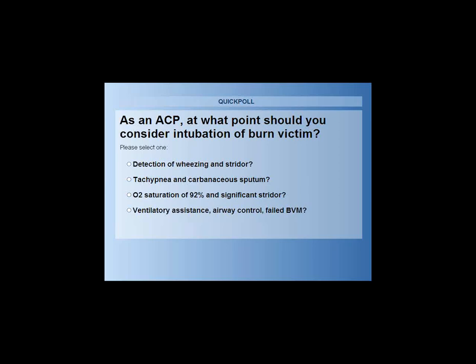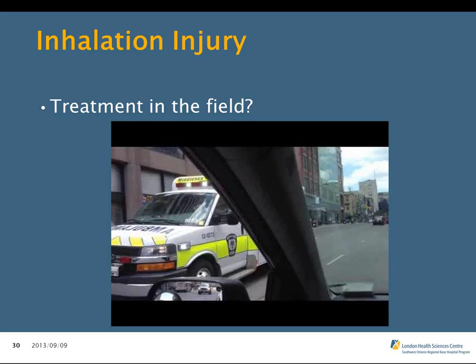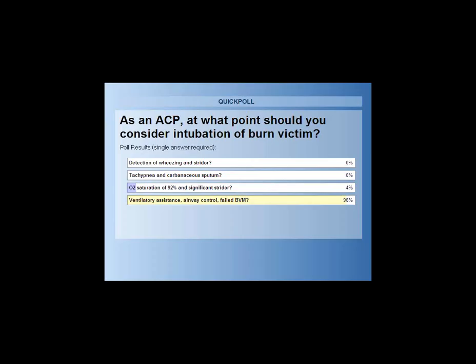So a quick poll question coming in here, poll question number 3. As an ACP, at what point should you consider intubation of a burn victim? Just give a couple more seconds here for you to reply. And the results are as follows. Detection of wheezing stridor, 0%; tachypnea and carbonaceous sputum, 0%; O2 saturation, 92%, significant stridor, 4%; and ventilatory assistance, airway control failed BVM, 96%.